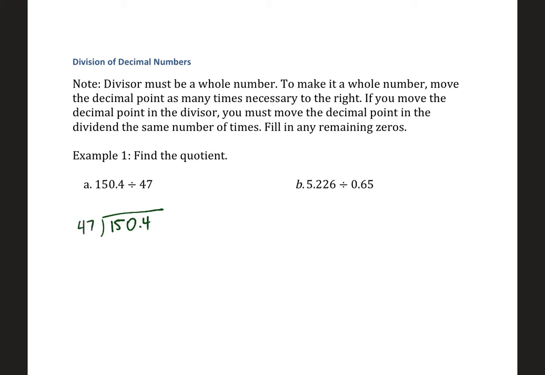I know 47 is approximately 50, and there would be 3 of them in 150. 3 times 47: 3 times 7 is 21, carry the 2. 3 times 4 is 12 plus 2, 141. Subtract: 94. I'm going to carry that decimal point up to the top and keep it in the same place. 94 has 2 times 47. So my answer here is 3.2.